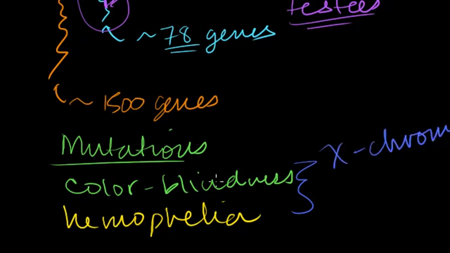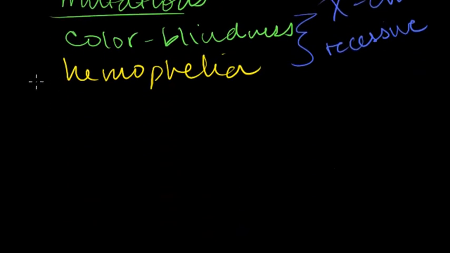And they're recessive mutations. So what does that mean? It means both of your X chromosomes have to have, let's take the case for hemophilia, both of your X chromosomes have to have the hemophilia mutation in order for you to show the phenotype of having hemophilia.